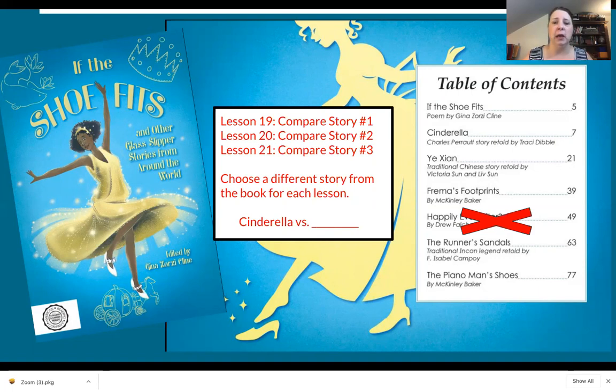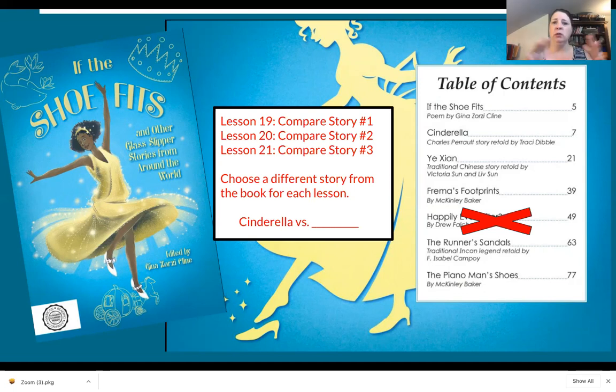So if you look at the white box here, on Friday, that's what you did comparing one story. But there are 6 stories here for you to choose from to compare Cinderella to. So whatever you picked on Friday, you're going to pick something different for today. And then one more time this week, you're going to pick a third story from this book. And then next week, we're going to venture out and we're going to go out of this book and look for other versions of Cinderella through time that are not part of this collection.